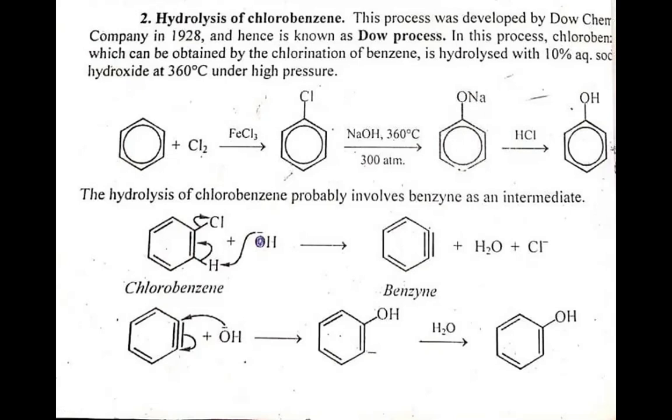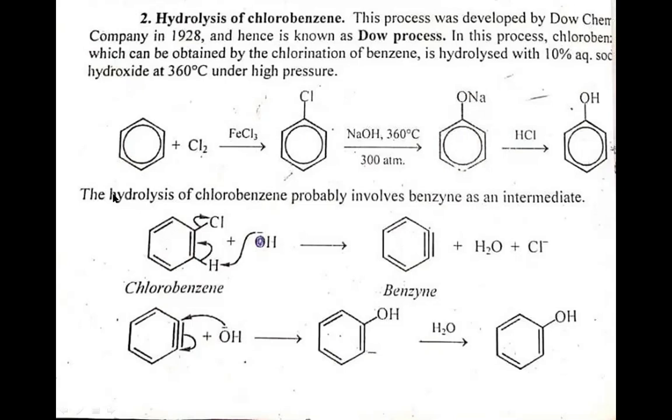First, we will prepare chlorobenzene from benzene by treatment with chlorine in the presence of a Lewis acid catalyst. Chlorobenzene is prepared, and this chlorobenzene is then hydrolyzed with 10% aqueous sodium hydroxide at 360 degrees centigrade and 300 atmospheric pressure. This is converted into the sodium salt of phenol, and the sodium salt of phenol on acidic hydrolysis is converted into phenol. Now, after this general reaction, we will study its mechanism.